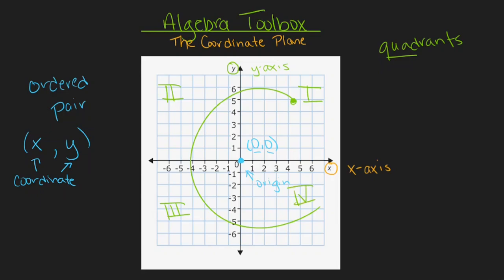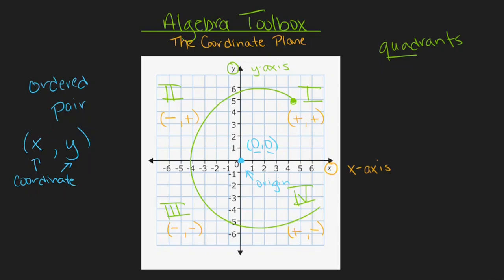Knowing the names of the quadrants allows you to communicate about points on the coordinate plane more easily. It also allows us to predict what the points in that quadrant will look like. In quadrant 1, both the x and y coordinate of our points will be positive. In quadrant 2, we'll have a negative x coordinate, but a positive y coordinate. In quadrant 3, both of our coordinates will be negative. And in quadrant 4, we'll have a positive x coordinate and a negative y coordinate.